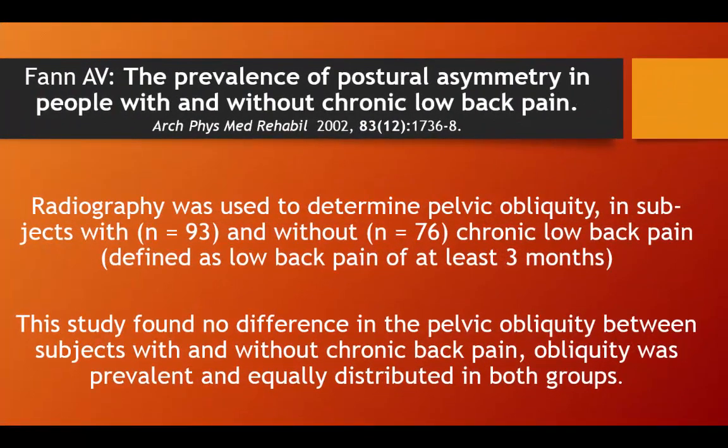In a study by Fan entitled The Prevalence of Postural Asymmetry in People with and Without Chronic Low Back Pain, radiography was used to determine pelvic obliquity in subjects with and without chronic low back pain. This study found no difference in the pelvic obliquity between subjects with and without chronic back pain. Obliquity was prevalent and equally distributed in both groups.